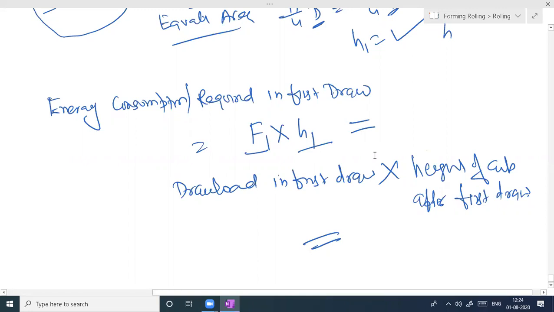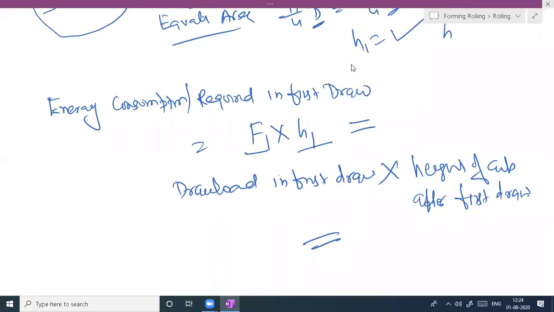A cup of 50 mm diameter and 75 mm deep is to be drawn from thick steel sheet. No, no, no, you are confused, right? We cannot make it in one draw. A cup of 50 millimeter diameter, 75 deep is to be drawn, they are saying.